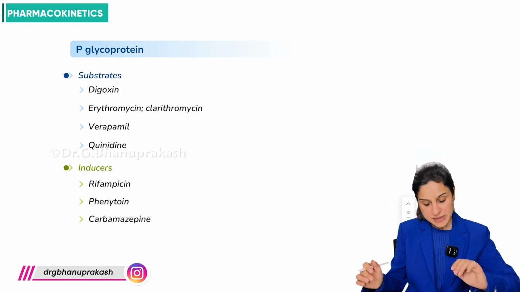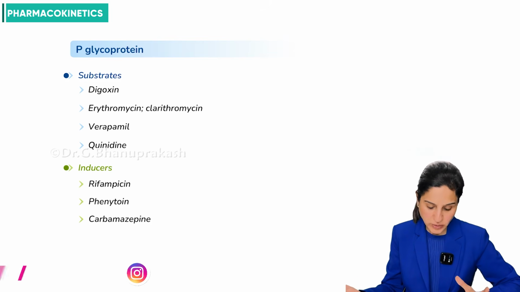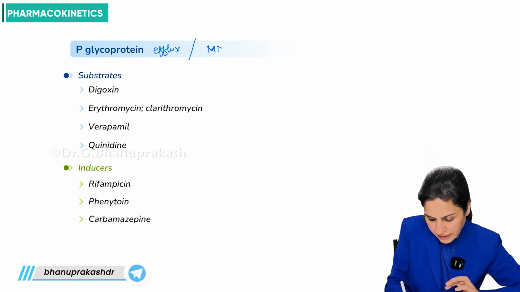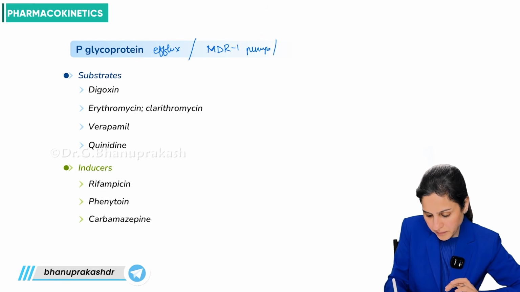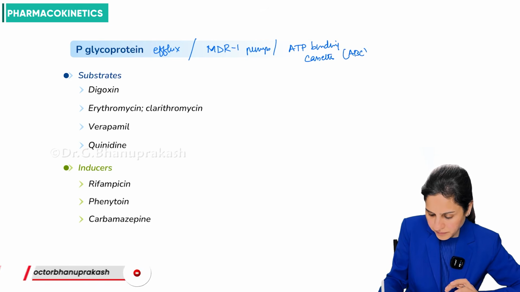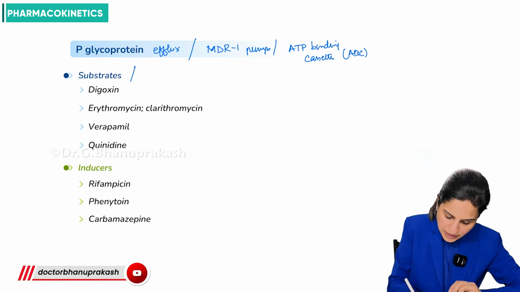Another important concept is P-glycoprotein, which is also a very commonly asked question. So P-glycoprotein efflux mechanism, usually we say. There are other names. We have MDR, multi-drug resistance 1 pumps, same, or ATP binding cassettes or ABC. So they are similar. They're asked like what are the substrates? Now the substrates are also these inhibitors.